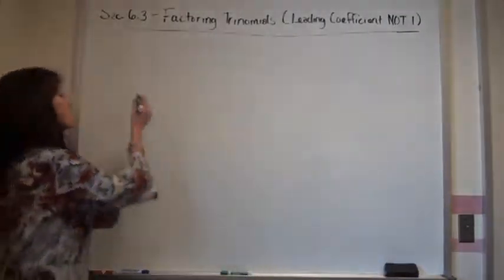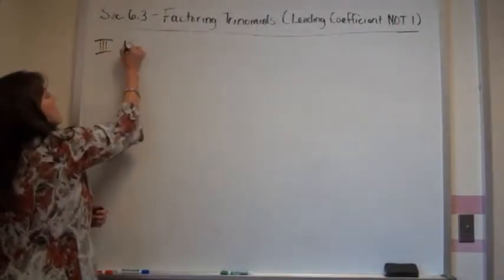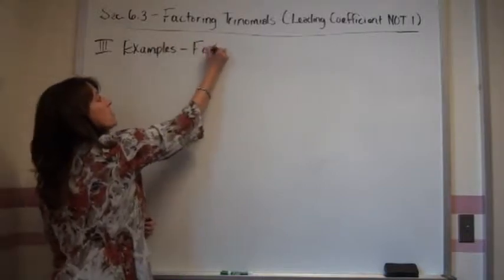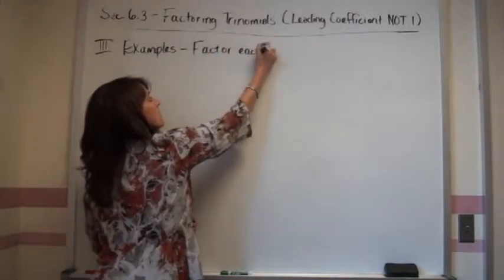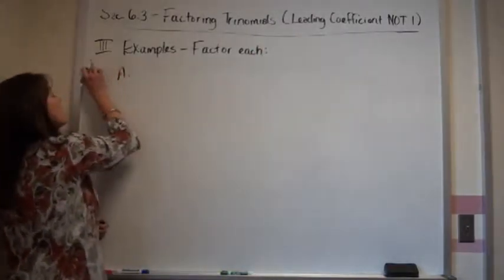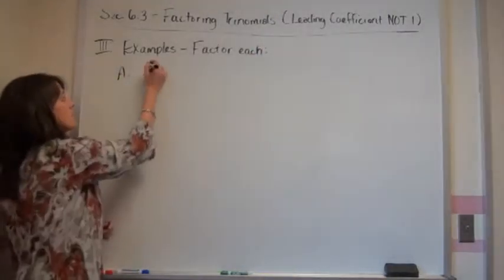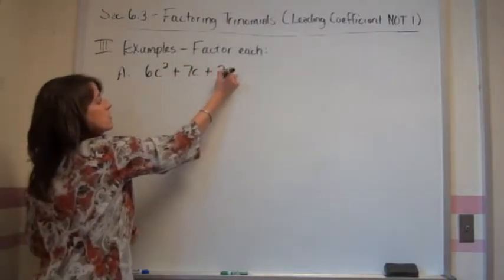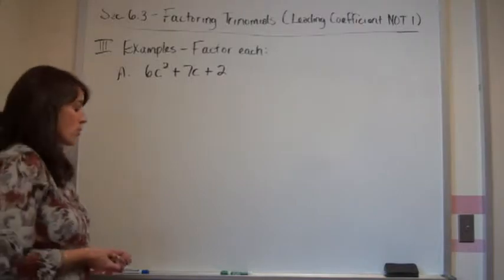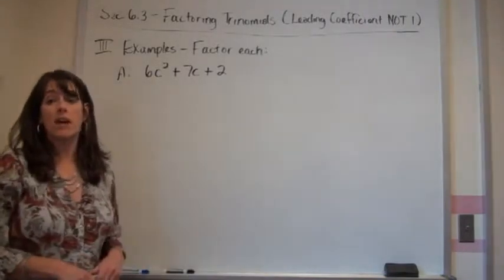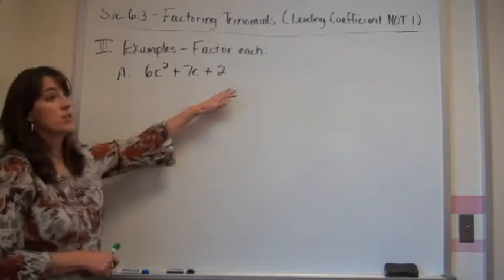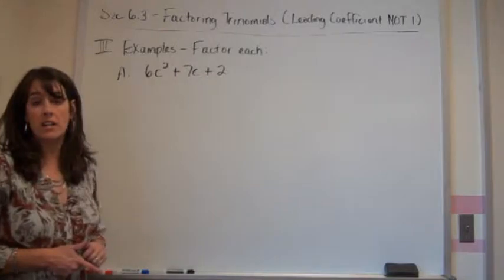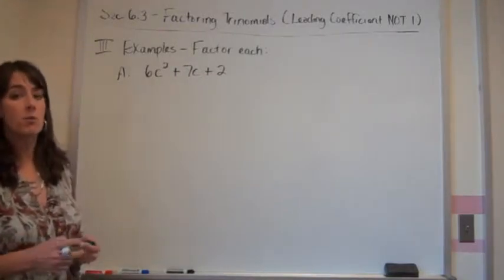All right, so in our first example, and in all of these, we are going to factor each. Our first example says 6c squared plus 7c plus 2. And like I said, what you do first is you always look to see, is there something common that I can divide out before I do anything else? With the 6, the 7, and the 2, there are no common numbers I can divide out. These have c's, this doesn't, so I can't divide any c's out. So that tells me I'm headed for that double parentheses.